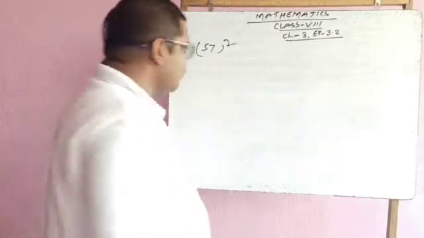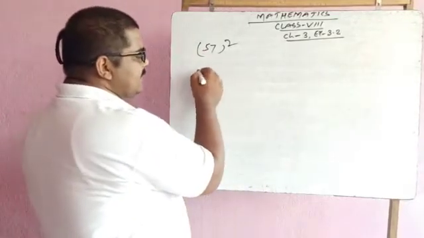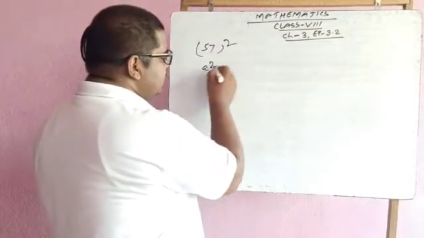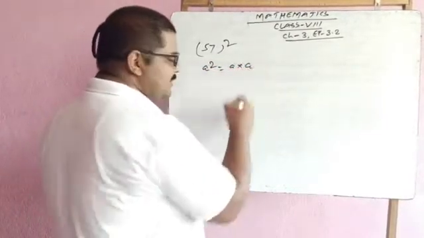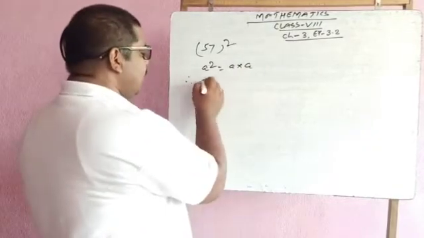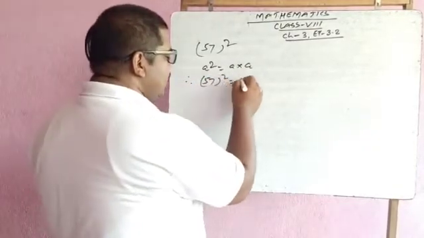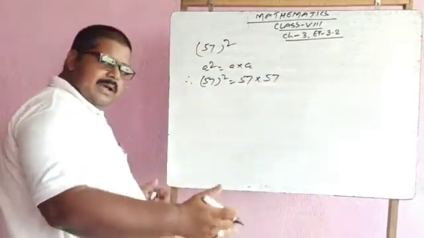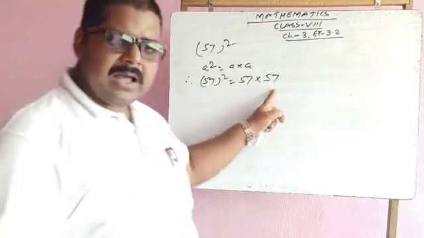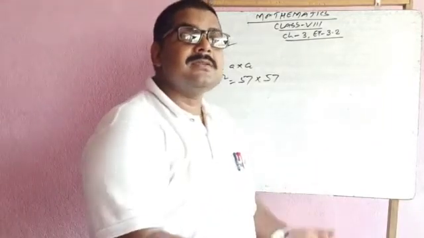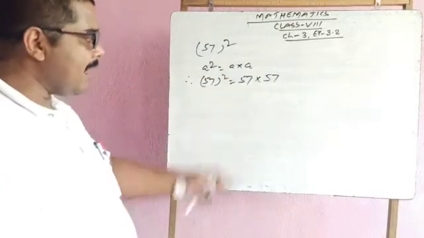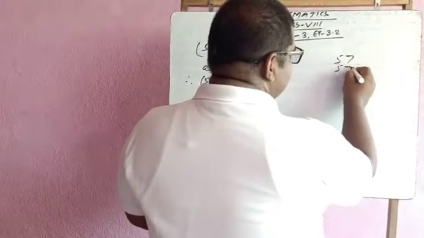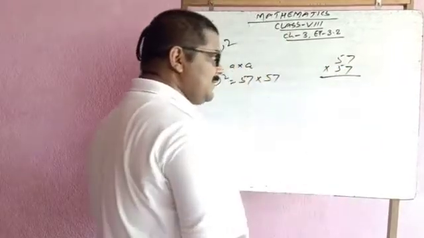The first approach is simply to use the definition of the square. You know that a square means a into a, and this is why 57 square means 57 into 57, and you can just multiply and get the result, solving it by a simple mathematical operation.